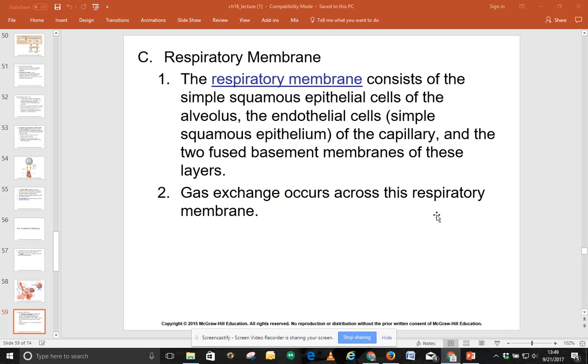Now, the respiratory membrane consists of the simple squamous epithelial cells of the alveolus, the endothelial cells, simple squamous epithelium of the capillary, and the two fused basement membranes of these layers. Gas exchange occurs across the respiratory membrane. So the whole membrane is where the gas exchange occurs.